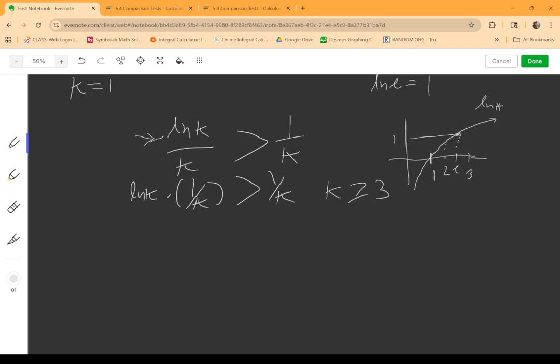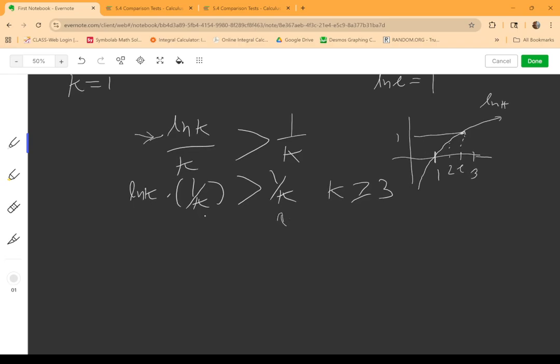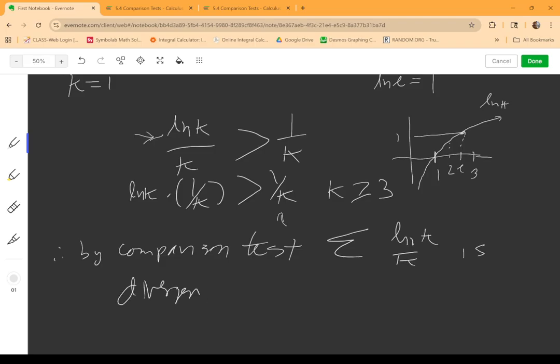Now since I know the harmonic series is divergent, all of these terms are going to be bigger than the terms in a divergent series. So when I add them all up, they will in fact be bigger than the simple harmonic series. Therefore, by the comparison test, the series ln of k over k is divergent. And it really doesn't matter that I started at 3. Those first 2 terms are finite, and any finite number of terms will not affect the convergence or divergence.